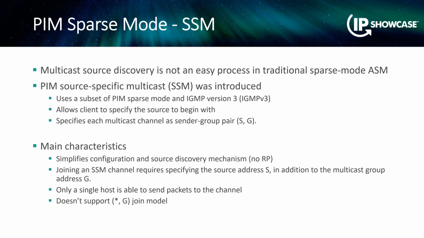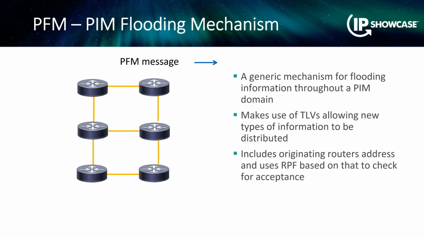So because it is simplistic, if you can do it, it makes a lot more sense. It allows you at the beginning, instead of doing star G joins, to explicitly do SG joins. So you save that changeover from the source tree to the shortest path tree. It does simplify configuration quite a bit, but as I just said, it does not support star G joins. So that being said, we've been using sparse mode for a long time, and it's about time we kick it to the bed.